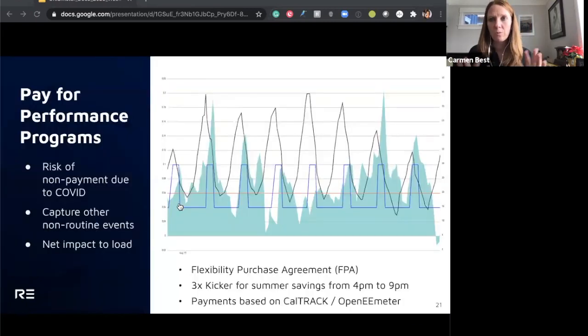So let me go through just three of them. The first one, of course, is pay for performance programs. One of the clear applications, and it was one of the pressure points for developing this approach, was to ensure that aggregators could still be paid in pay for performance programs. Unlike a lot of our evaluator counterparts that may have a year or two to consider how to adjust savings due to COVID, we needed to know now.